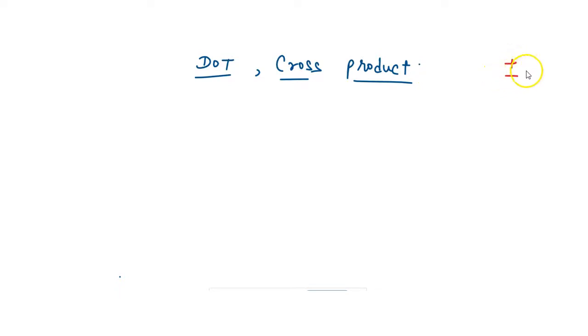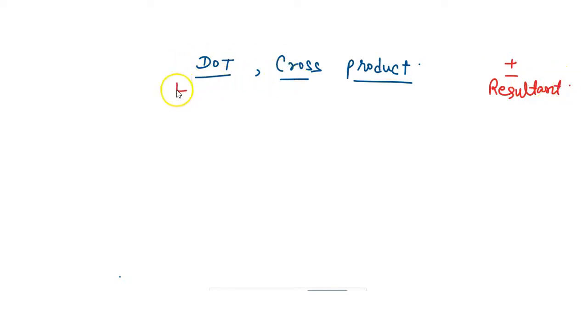The importance of dot and cross product. Before that, we will quickly discuss dot and cross product. We have already discussed the operations on vectors, including the resultant operation, that is plus and minus. That was pretty simple. We just add the two vectors.